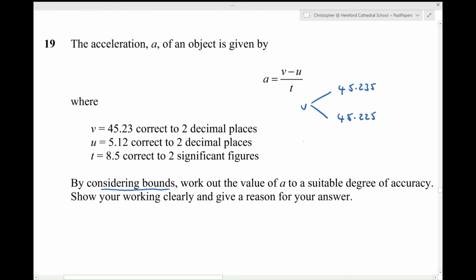Similarly, u is correct to 2 decimal places, so its upper bound is going to be 5.125 and its lower bound 5.115. And now let's consider t, which is 8.5 correct to 2 significant figures. So its upper bound is 8.55 and its lower bound 8.45. Okay, now we have to work out the value of a to a suitable degree of accuracy.